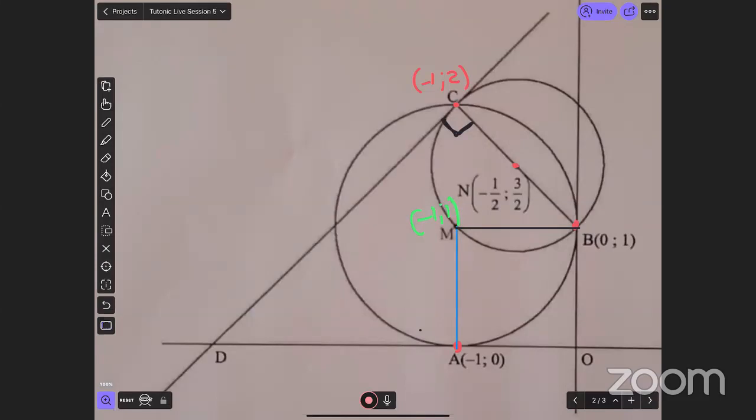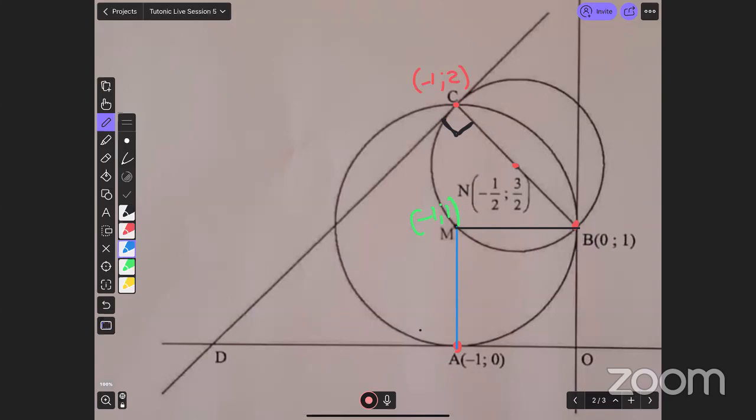So we're going to find the gradient of CB and then flip it over. That will be the gradient of CD, and then we use the point. What's the gradient of CB? Did anybody give it to us? Oh, you have to work it out. Hamza, what's the gradient of CB?